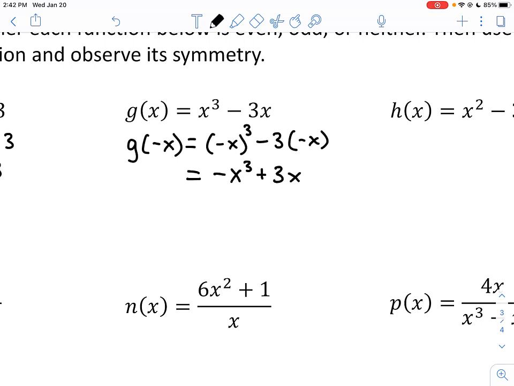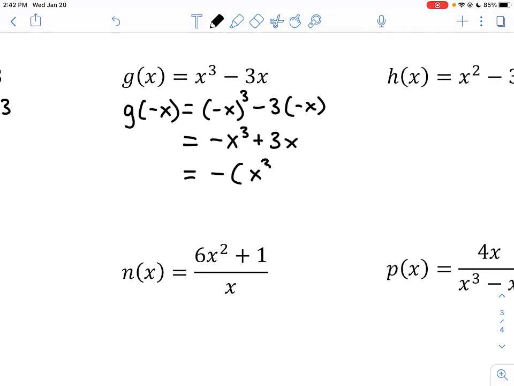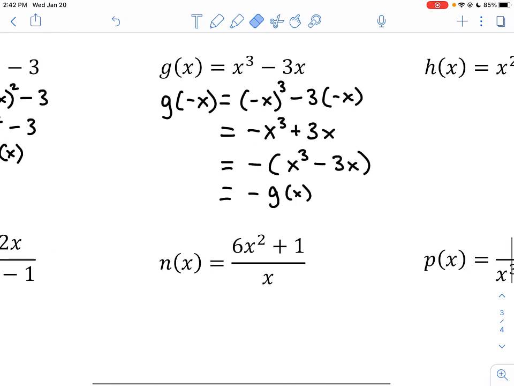Is this the same thing as the original? And the answer is no. If they're not identical, try factoring out a minus sign and see what's left. There'd be an x cubed minus 3x. After you factor out a minus sign, is what's left in the parentheses the same thing as what we started with? And the answer is yes. So this is the same thing as negative of g of x. It's just the opposite of what I started with. This means that we have an odd function.